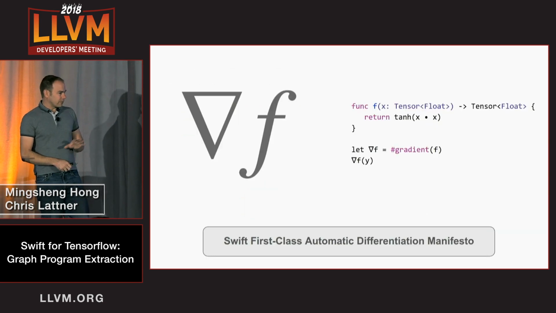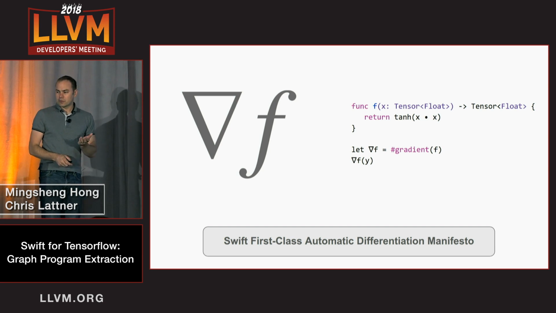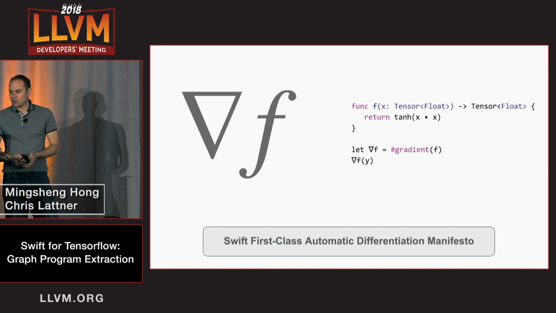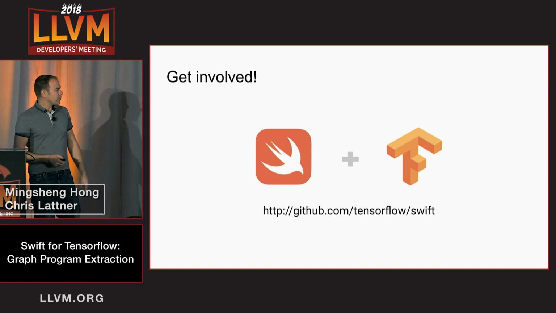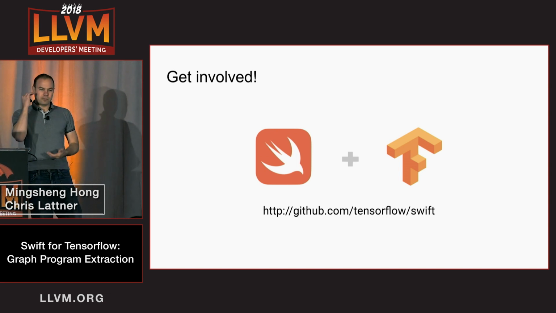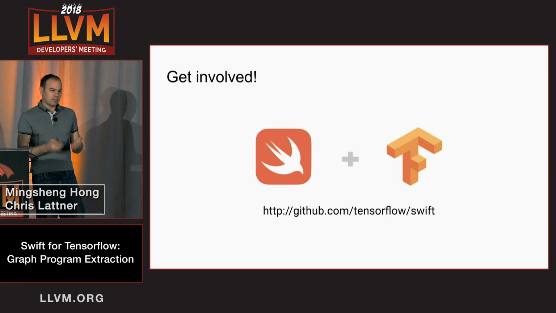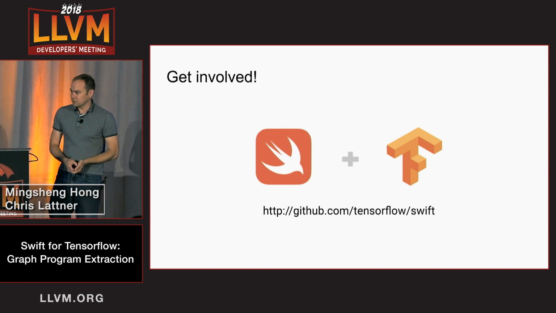We're actually adding first-class support, language-integrated automatic differentiation, which is really cool. If you're interested, you can Google for this manifesto talking about how this is going to work. But Swift for TensorFlow is open source. If you want to read more about it, you can go on the GitHub page. We have a bunch of technical documentation and other white papers, and we'd love for you to get involved. Thank you.